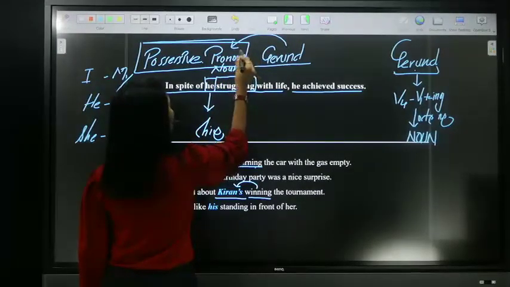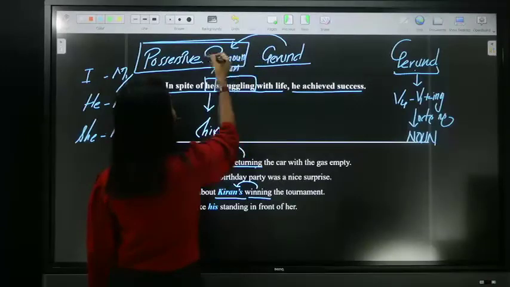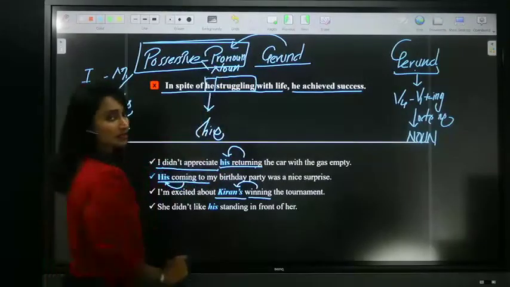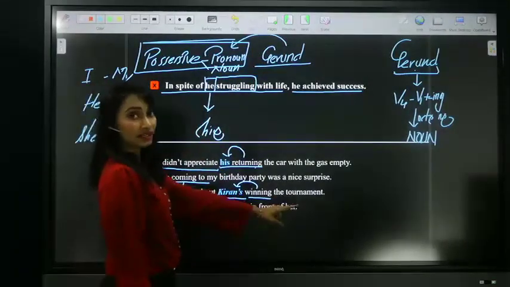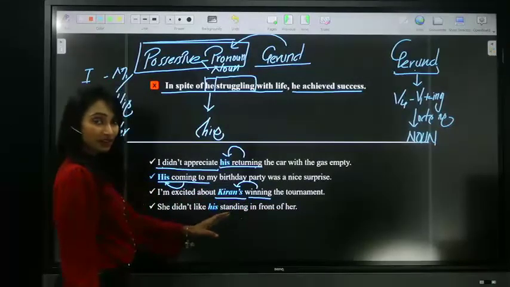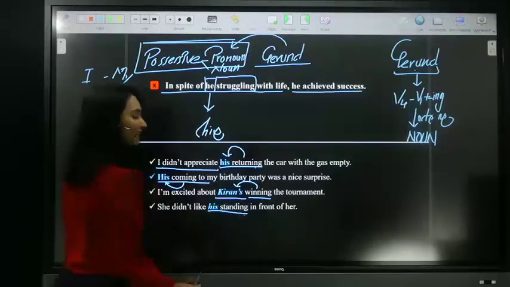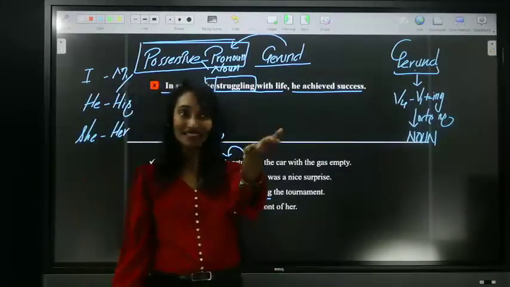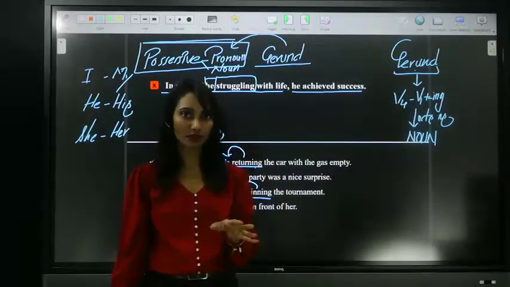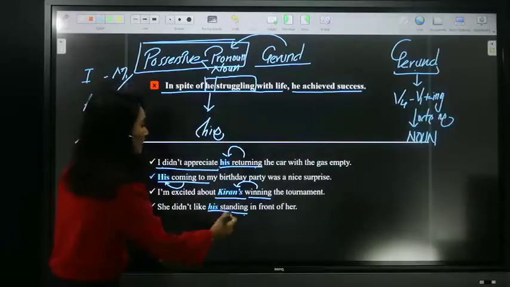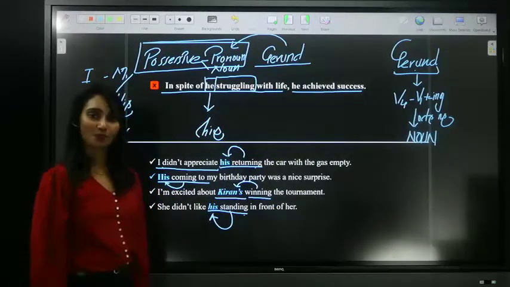So even though it is a pronoun or a noun, both must be in possessive case. So Kiran's winning the tournament, not Kiran winning the tournament. Next, she didn't like his standing in front of her. I don't like his standing in front of me. That is what I mean. So standing is a gerund, and before that it must be in possessive case.